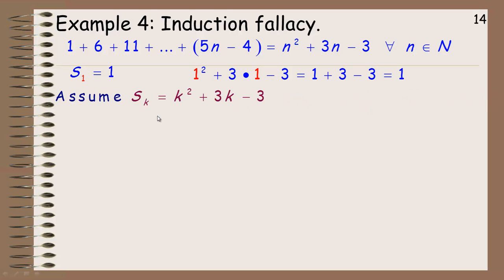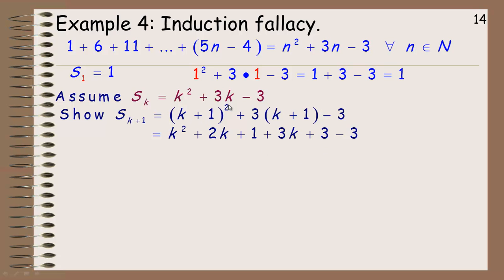So the next thing we want to do is to assume that this series does have a sum of, for the first k terms, k squared plus 3k minus 3. So that's our assumption, our induction hypothesis it's called. And to prove that no matter what k is, the sum of the first k plus 1 terms would be, and of course we would put k plus 1 in here, k plus 1 squared plus 3 times k plus 1 minus 3.